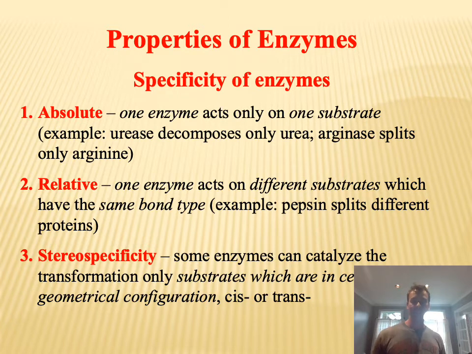A third property is stereospecificity. So some enzymes can catalyze the transformation of only substrates which are in certain geometrical conformations, such as a cis or trans. This will come into play when we talk about lipid metabolism, some of the enzymes that work on cis versus trans lipids, cis versus trans double bonds in lipids.